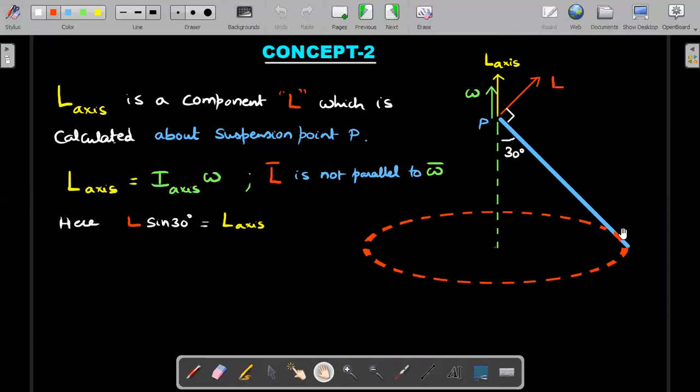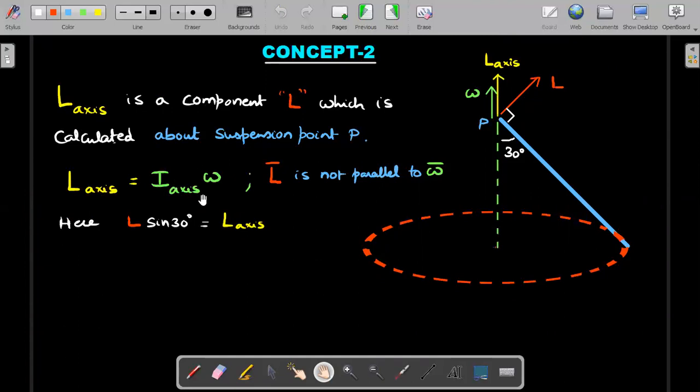So the L of a rod for this one, for each dm element here, the value of this L is r cross momentum, right? And when you draw the cross product, the angular momentum vector will be shown perpendicular to the rod. Okay, so what I am claiming is that this L component is this L axis. Okay, right? So the value of L axis is I axis into omega.